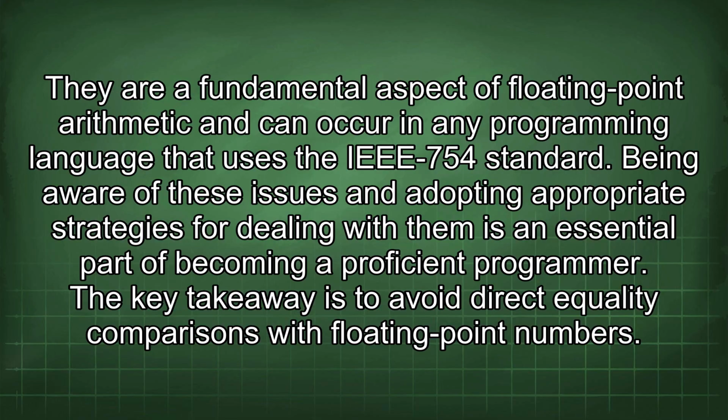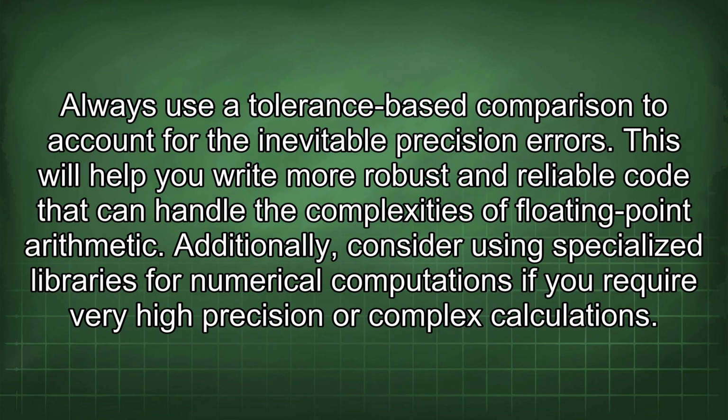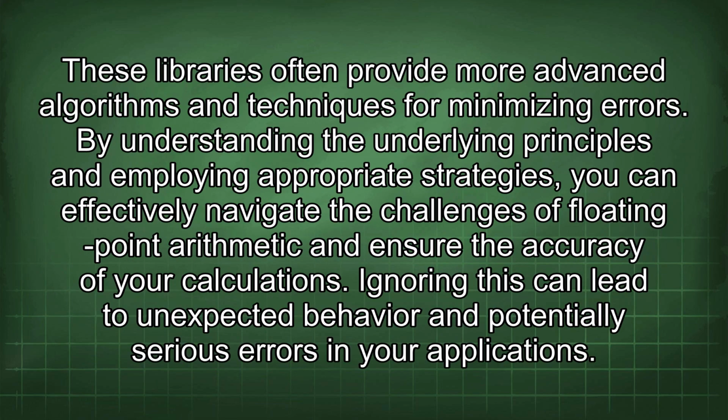The key takeaway is to avoid direct equality comparisons with floating point numbers. Always use a tolerance-based comparison to account for the inevitable precision errors. This will help you write more robust and reliable code that can handle the complexities of floating point arithmetic. Additionally, consider using specialized libraries for numerical computations if you require very high precision or complex calculations. These libraries often provide more advanced algorithms and techniques for minimizing errors.